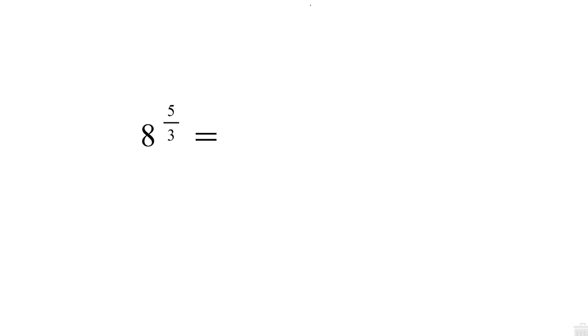When we evaluate rational exponents, the first thing we want to remember is that something like 8 to the power of 5/3 can be written as both the cube root of 8 to the 5th power, or it can be written as the cube root of 8 all being raised to the 5th power. Now, obviously, if those are the same thing, we can evaluate it whichever way we want.